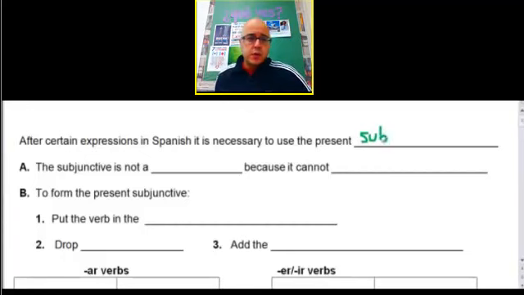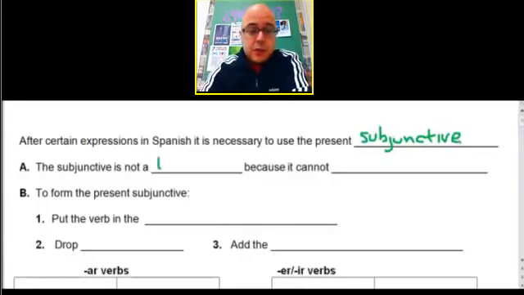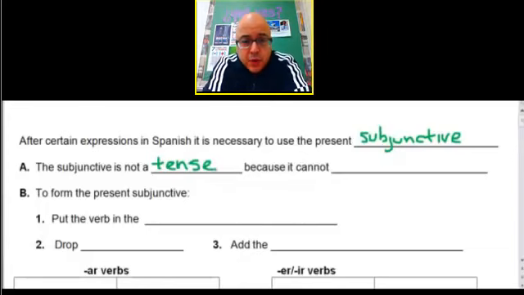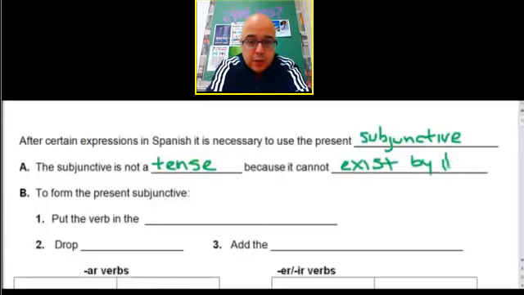So after certain expressions in Spanish, it is necessary to use the present subjunctive. Right, parte A. The subjunctive is not a tense, specifically because it cannot exist on its own. It cannot exist by itself.